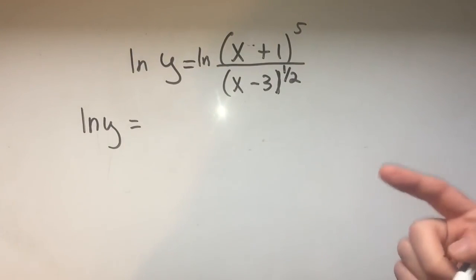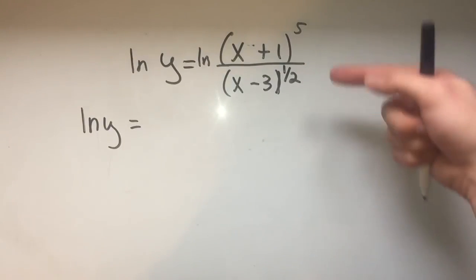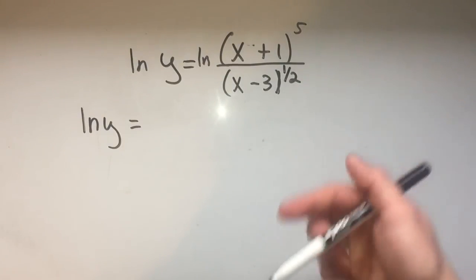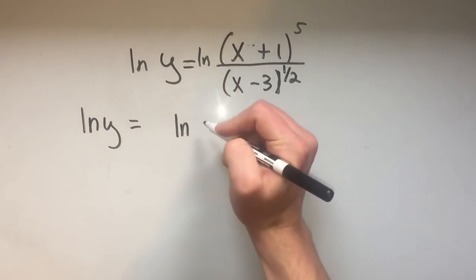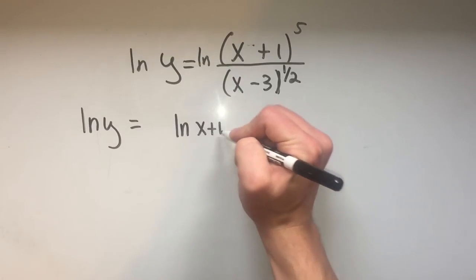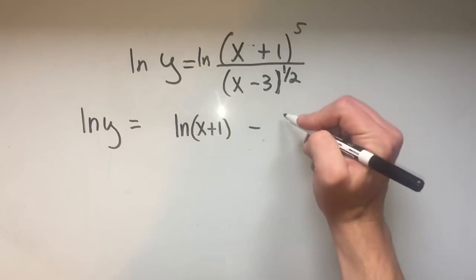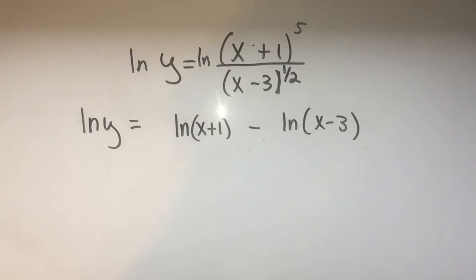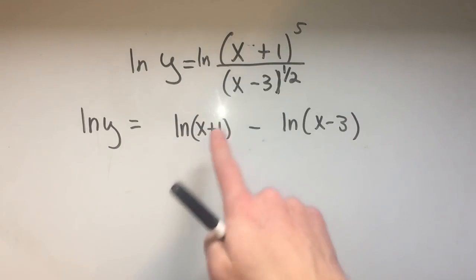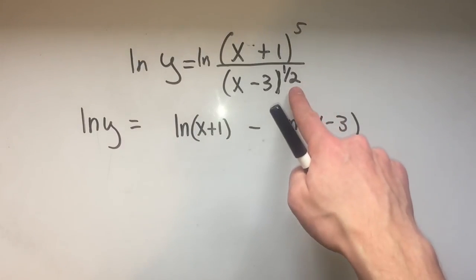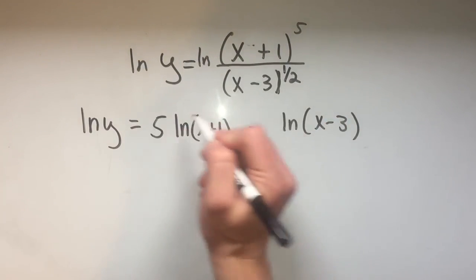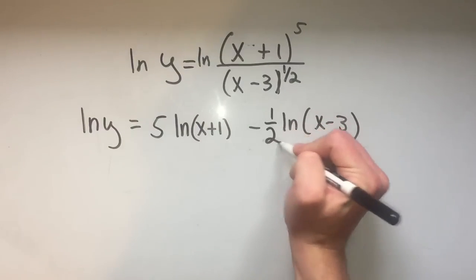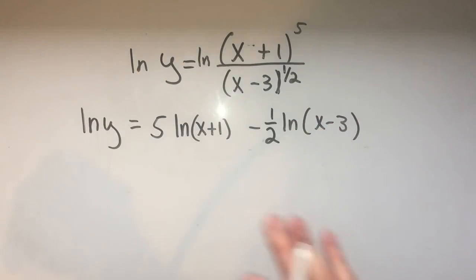So remember that if I have the log of something divided, I can write it as log of the top minus log of the bottom. And remember that if I have the log of something to a power, I can write that power out front as the coefficient. That's not to be confused with the power rule for derivatives. This is a property of logarithms.